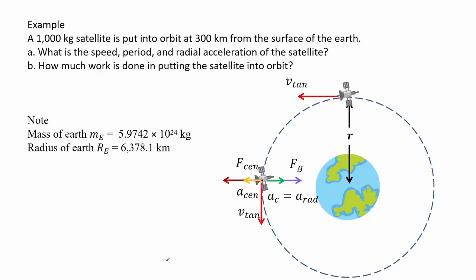Here we have an example. A 1,000 kilogram satellite is put into orbit at 300 km from the surface of the Earth. Letter A, what is the speed, period, and radial acceleration of the satellite? And letter B, how much work is done in putting the satellite into orbit?